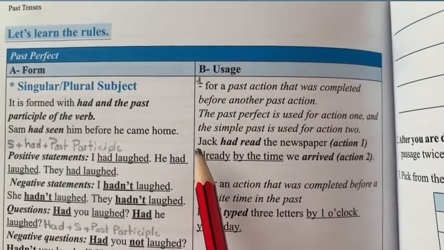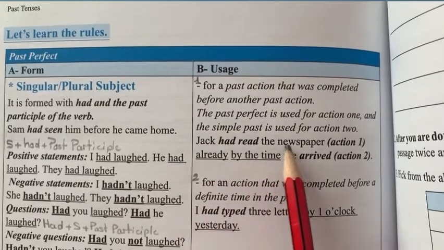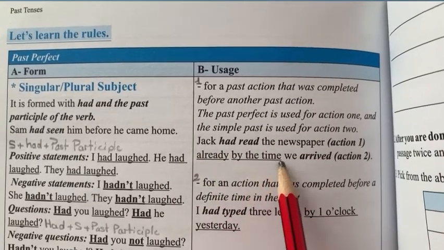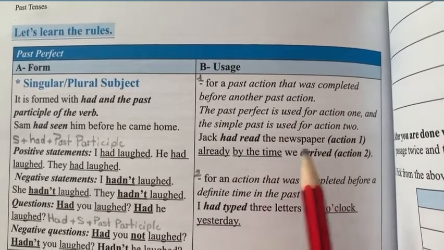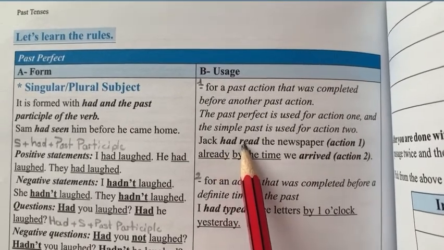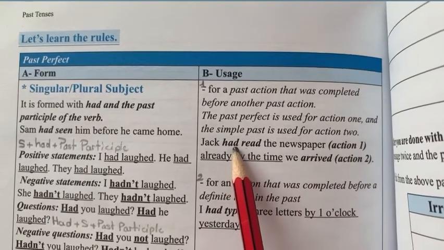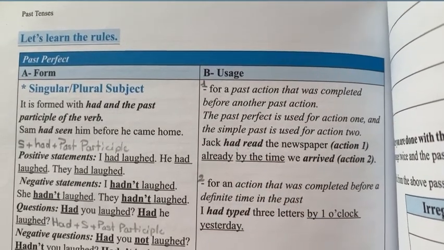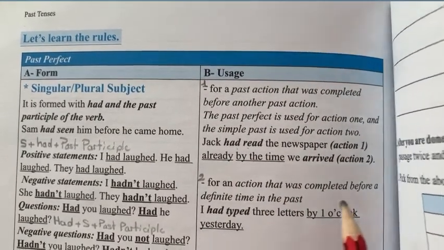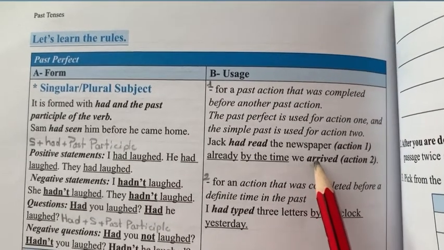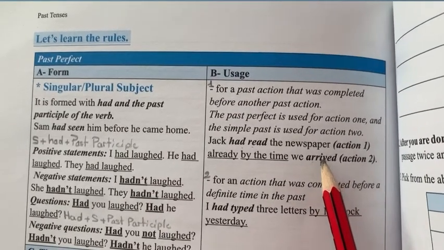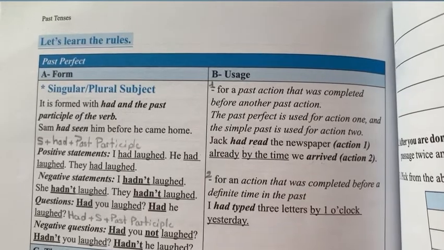For example, Jack had read the newspaper already by the time we arrived. First, Jack had read the newspaper, so this is action 1. It's used in the past perfect tense. And the second action is arrived. We arrived. So this is action 2. It's used in the simple past, as you see.